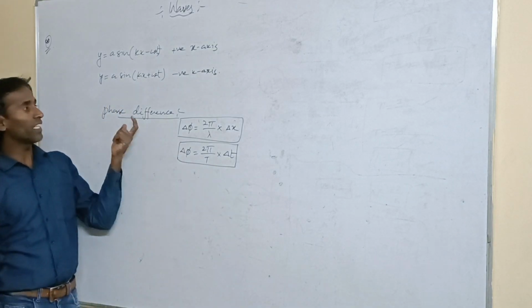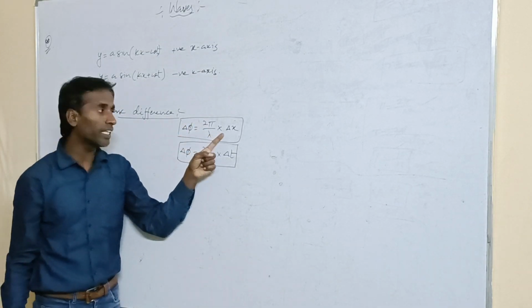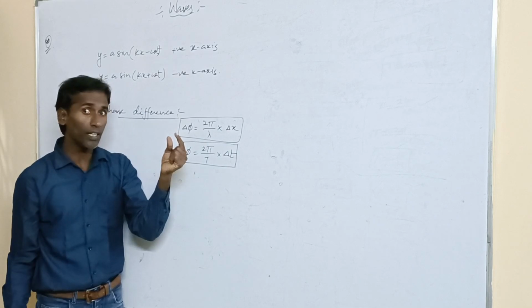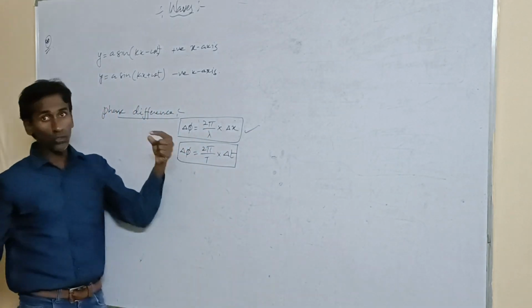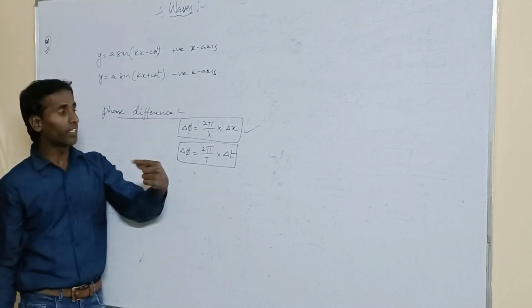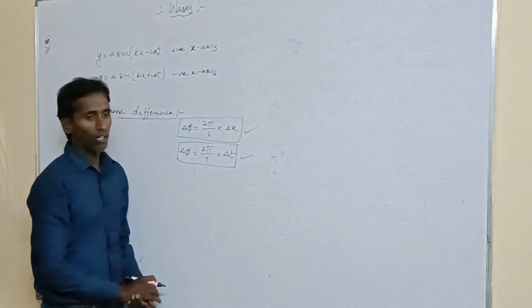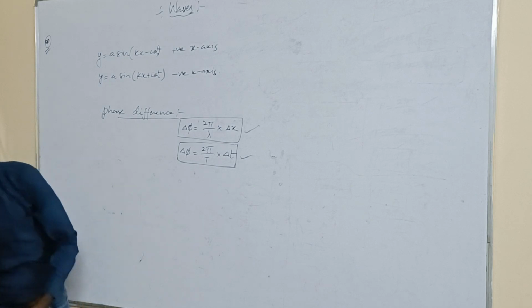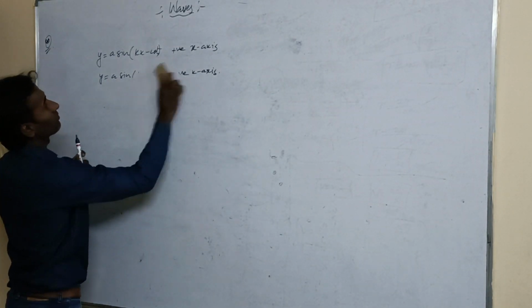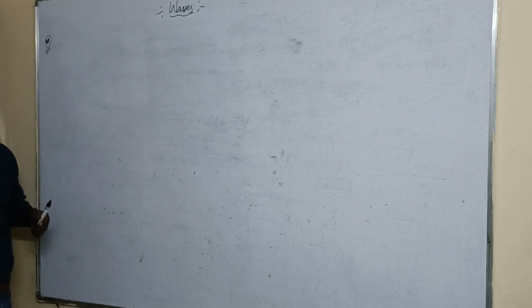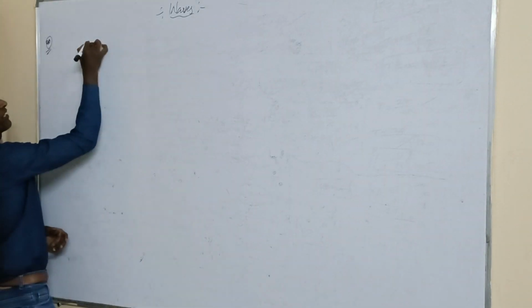That means phase difference can be given in terms of path distance. If some distance is given in the question, you have to take this formula. If time is given, then you have to take this formula. Okay? And next, now we have to take a problem on the topic: phase difference problem.